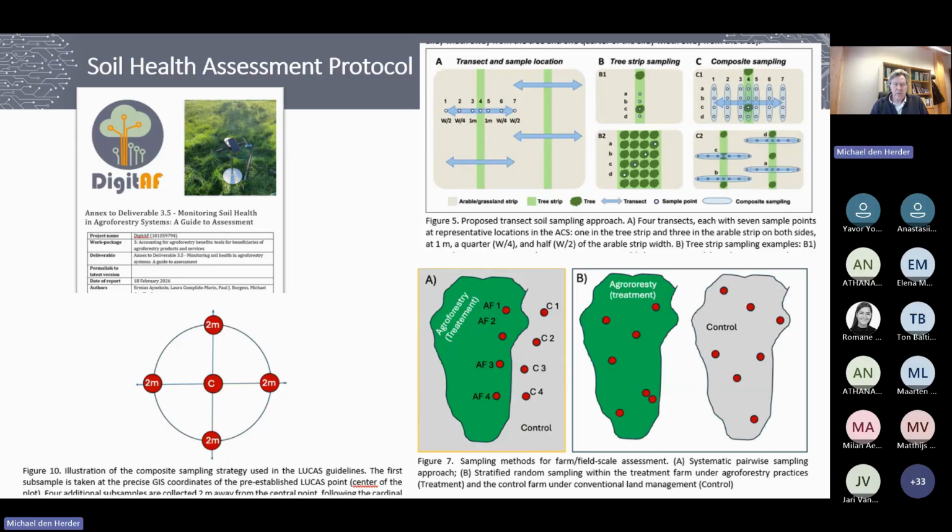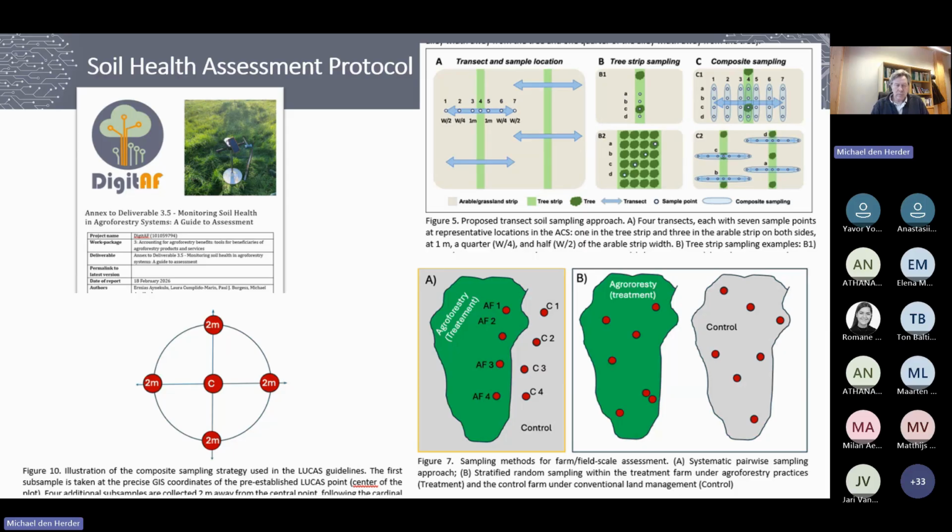In an agroforestry system, the trees can be arranged in rows, like in an alley cropping system. Then you sample the rows, but you can also do area-based sampling. For example, in silvopastoral systems, we compare a control and a treatment area, so an area with agroforestry compared with an area without agroforestry.